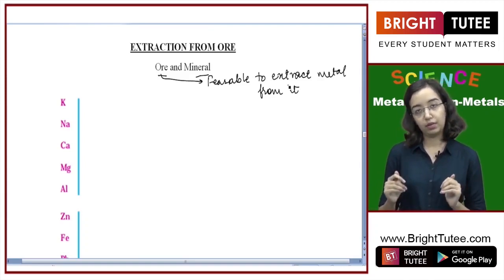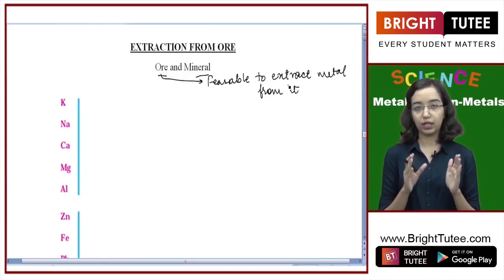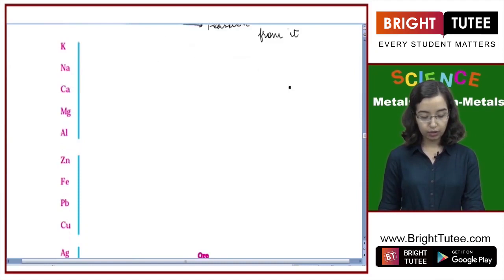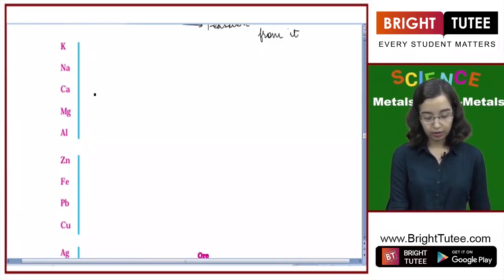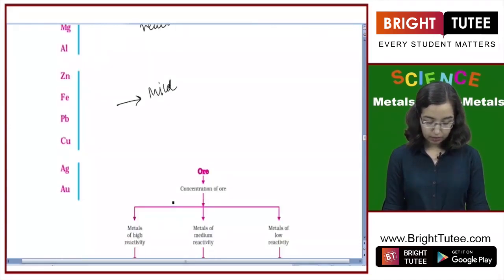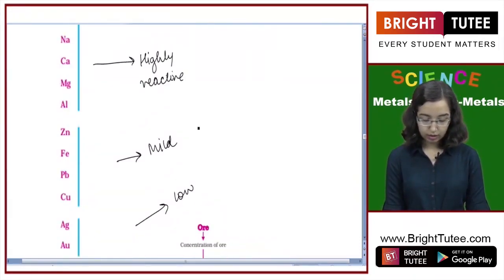Now for all elements, we have already understood that they can be divided on a reactivity series. So some elements like sodium, potassium, calcium are highly reactive. Other elements like zinc, iron, lead and copper are mildly reactive. And even further, gold and silver are low reactivity elements.